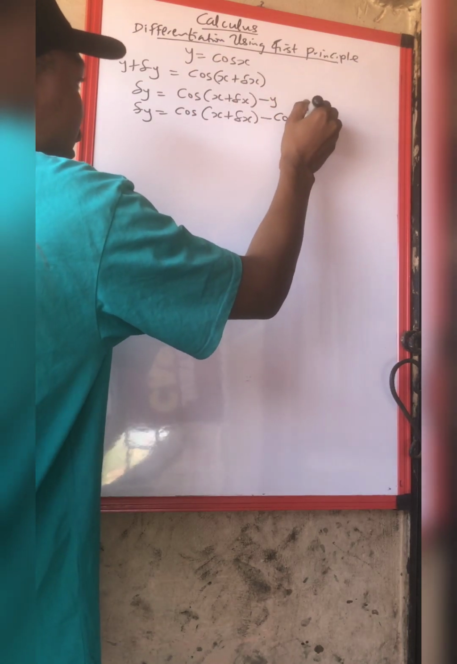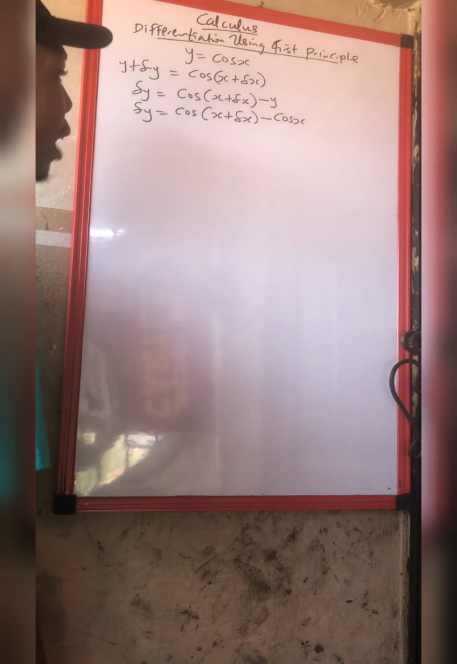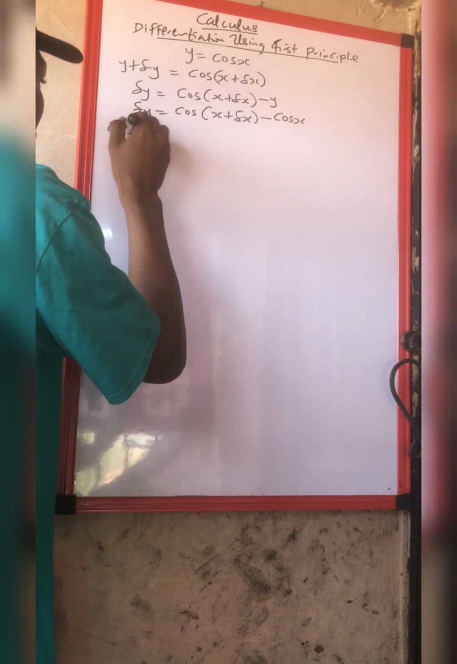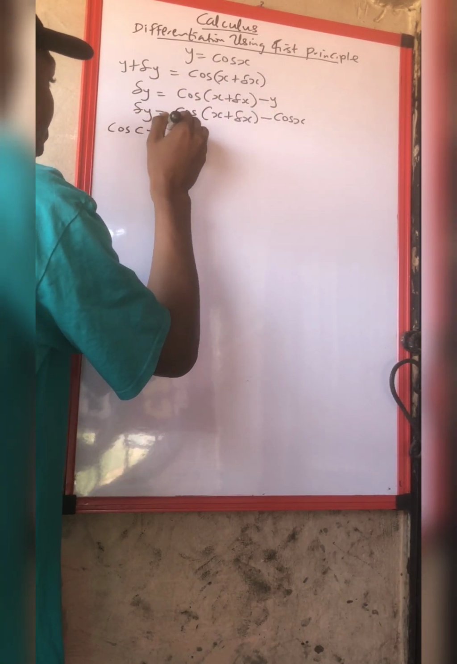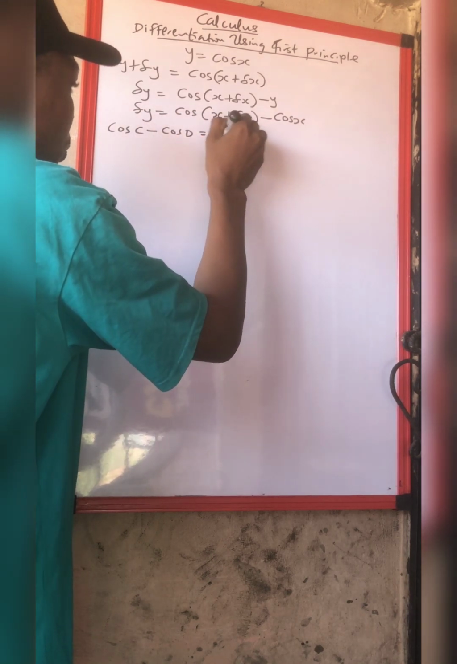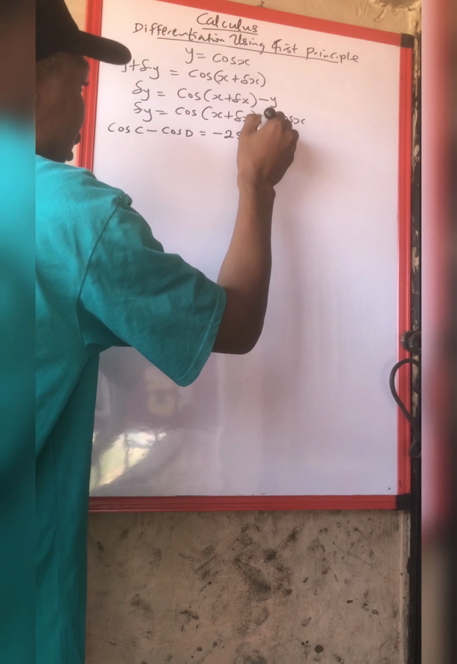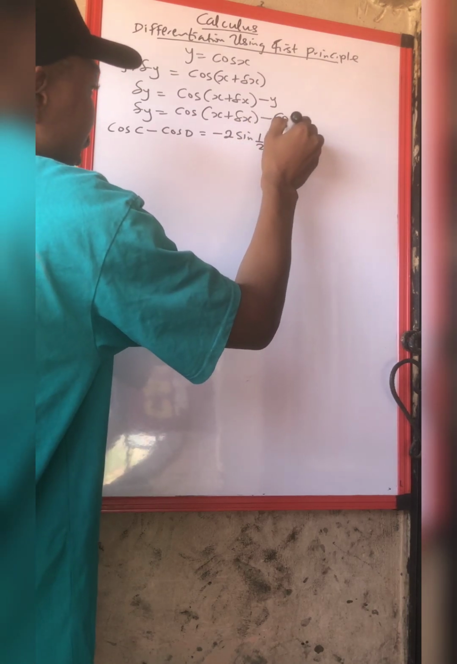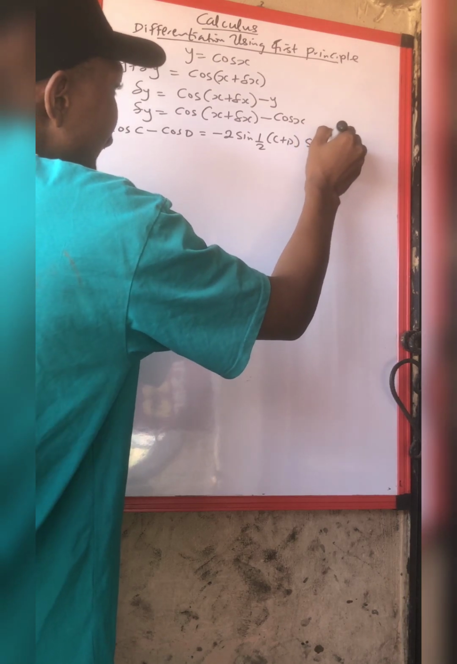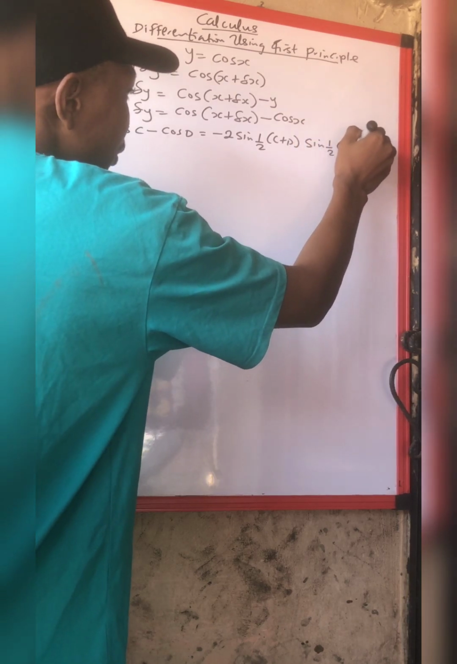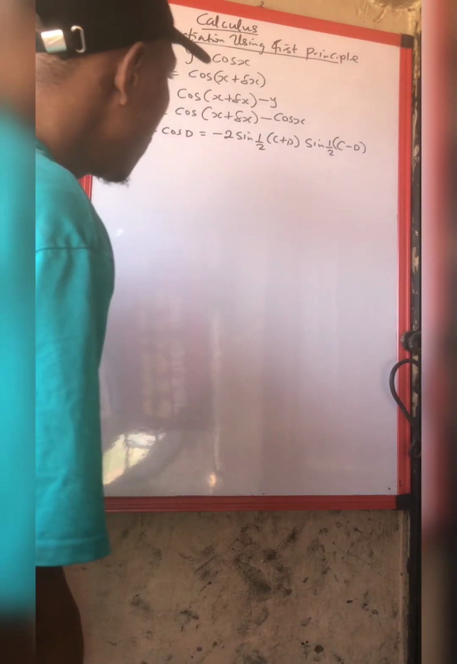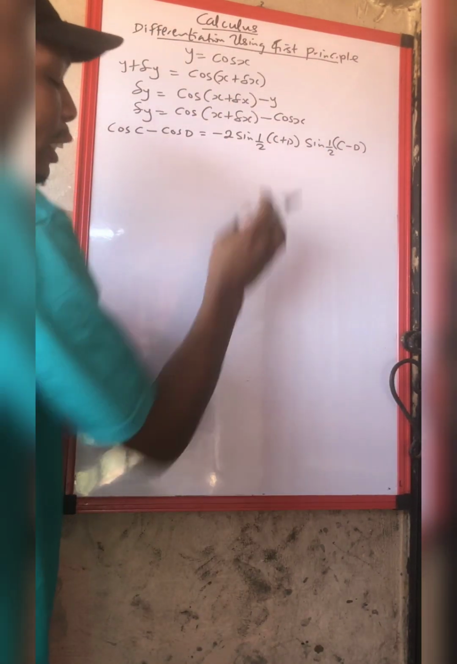Then minus y is stated as cos x. After that, whenever you have an expression like cos C minus cos D, it is stated as minus 2 sin half (C plus D) sin half (C minus D). So you can substitute these values into this expression.